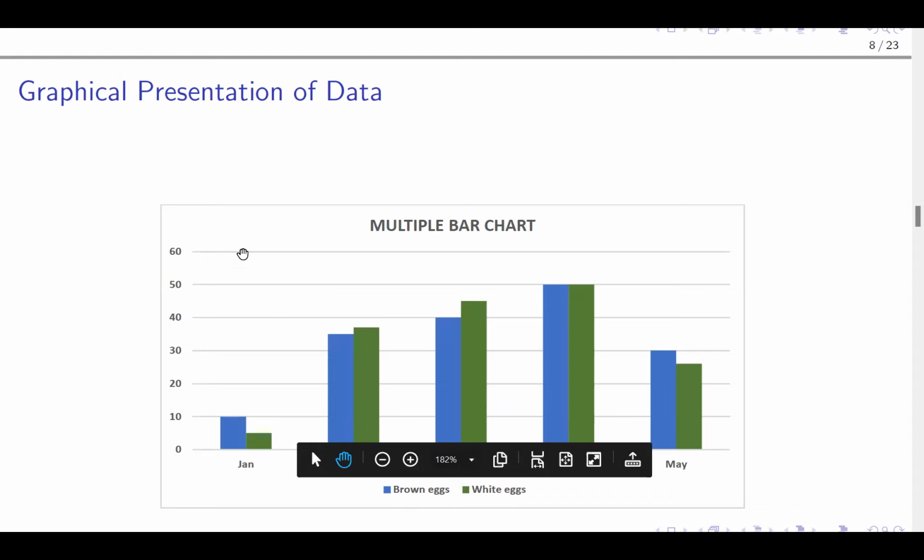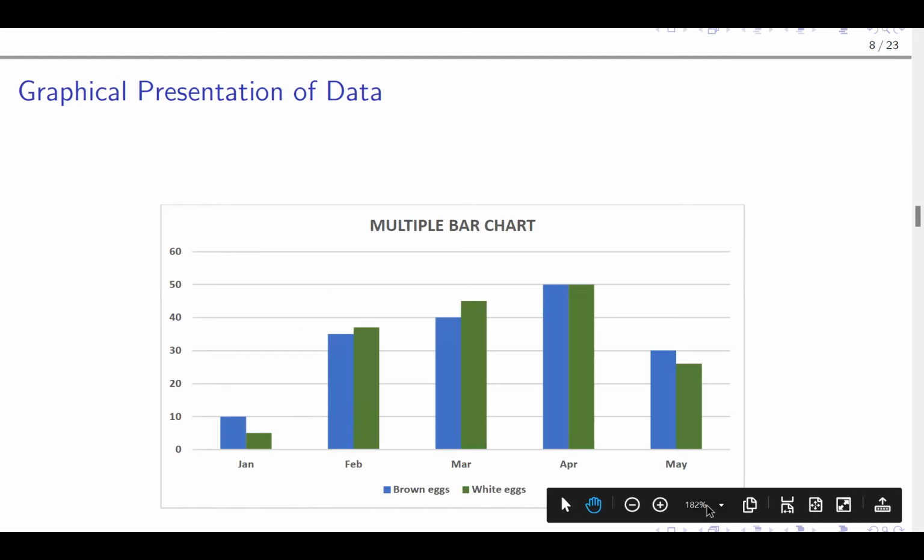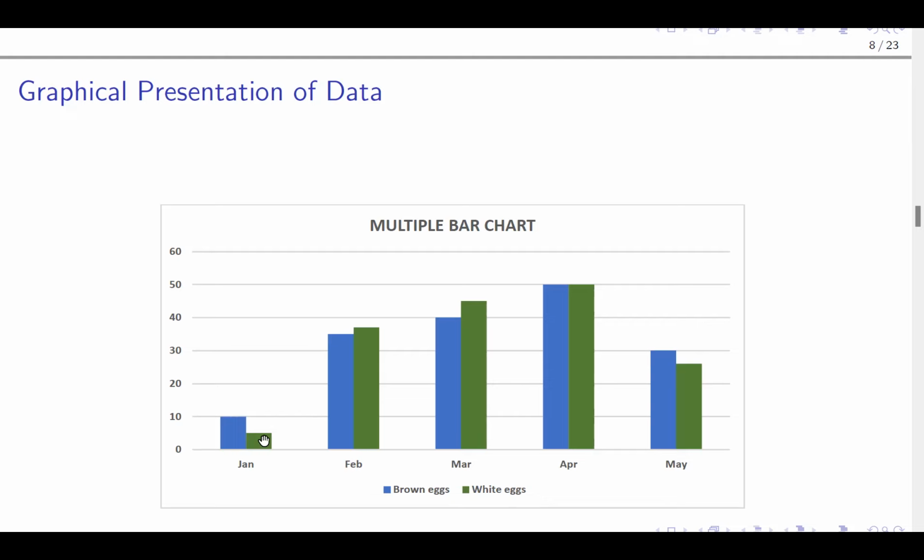So in this case, in the month of January, if you look at your table, there were 10 brown eggs and 5 white eggs. So we have the blue, 10 brown eggs, and then the white eggs, 5. That's in the middle of 0 and 10. That's 5.